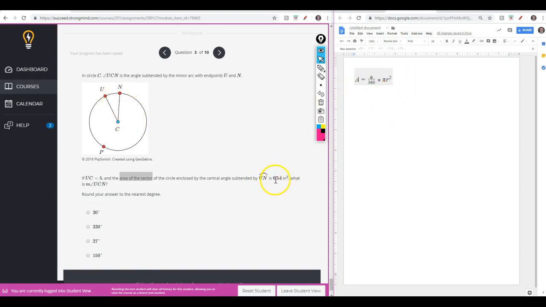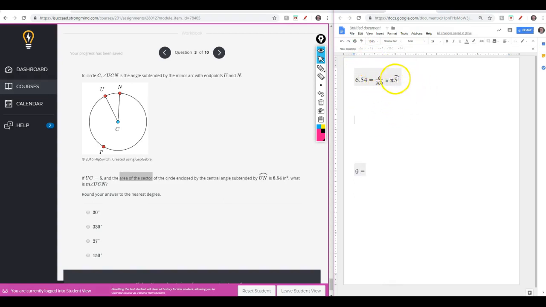So now we're just going to use substitution. We know that the area of the sector of the circle is 6.54, so by substitution, the area is 6.54. We do not know what the angle is. We do know that the radius, because UC is a radius length, is 5. So now our whole goal is going to be to get something that looks like theta equals.